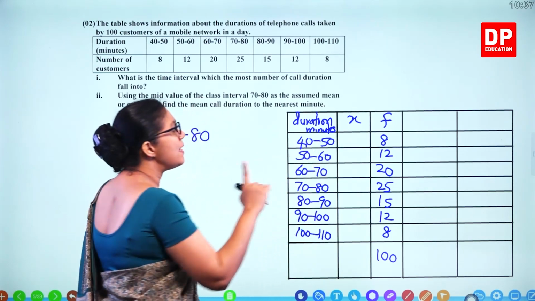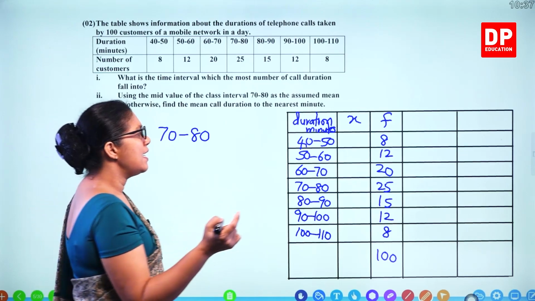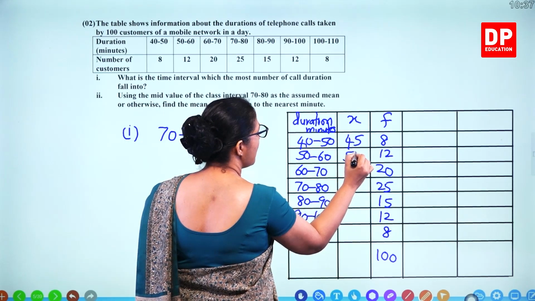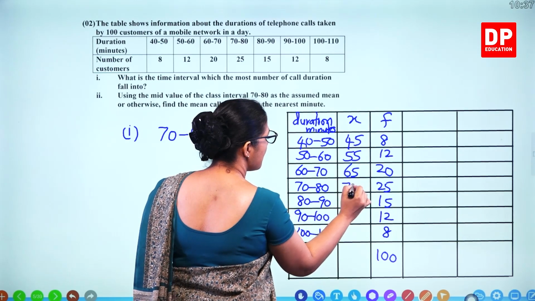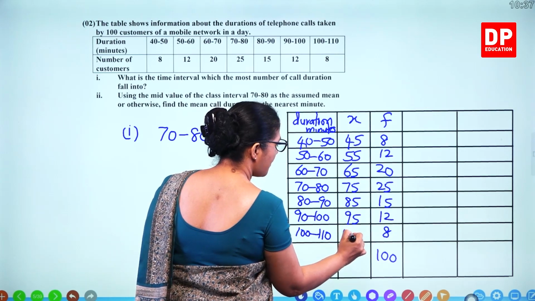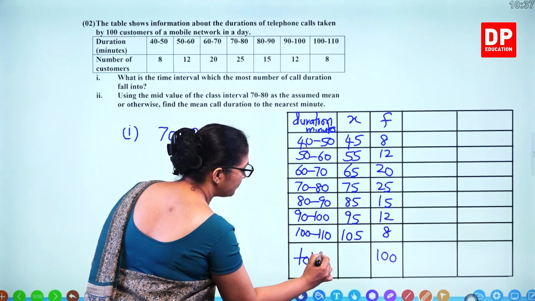So, what are the mid values? You add and divide by 2. 40 plus 50, 90. Divide by 2, 45. Here 55, 65, 75, 85, 95 and 105. And this is the total.